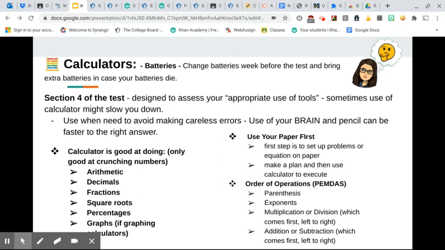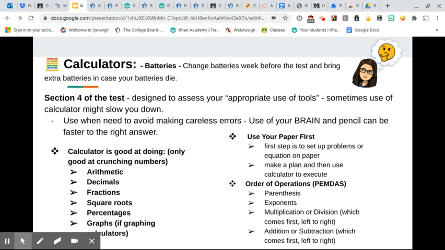Calculators. Make sure you change the batteries in your calculator the week before and bring extra batteries if necessary, because your batteries might die and your calculator might not work. Some students bring an extra calculator besides batteries, but I do recommend that you change your batteries.